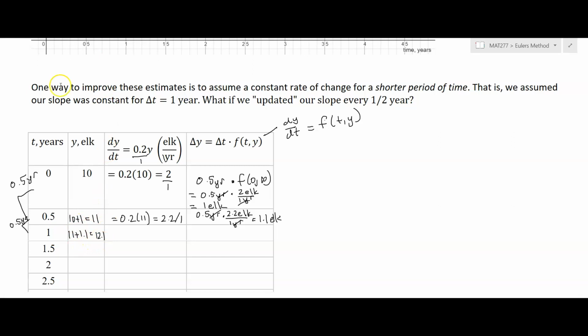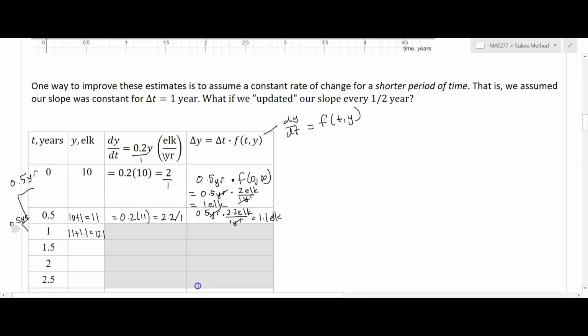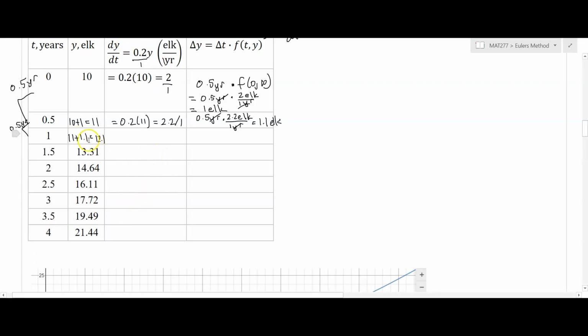Now, of course, I'm going to repeat this process many times. So rather than continue writing this out, I hope that you get the sense of what's going on here, but continue to work this out. What we should get is 13.31, 14.64, 16.1, and so on. And at time 4, we get an estimate of 21.44.